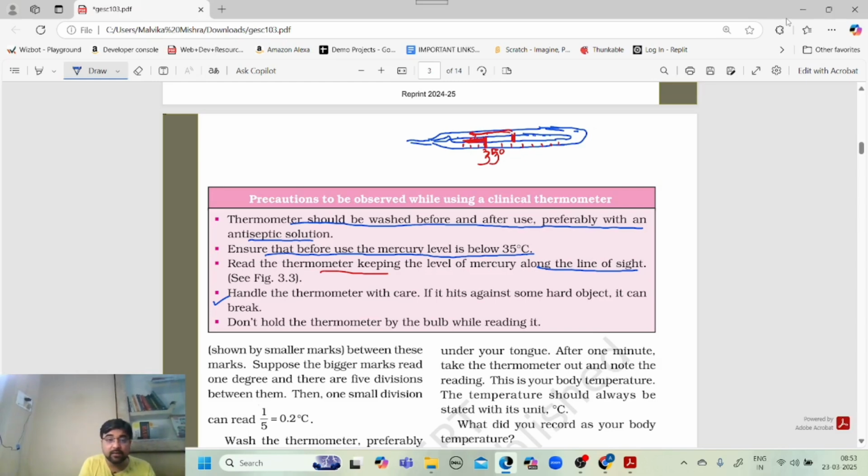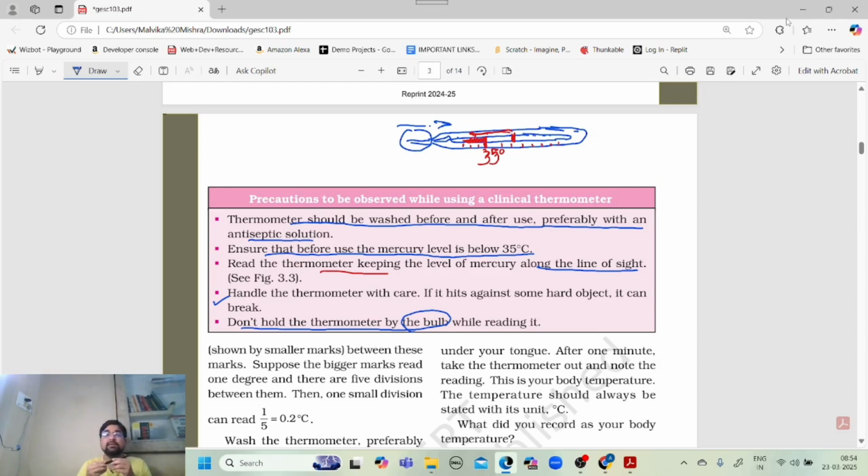Yes, it is very important that you don't hold the thermometer by the bulb. Suppose this is the bulb and you are holding it like that. This is the point from where the heat is transferred to the mercury, right? So keep it in the air.